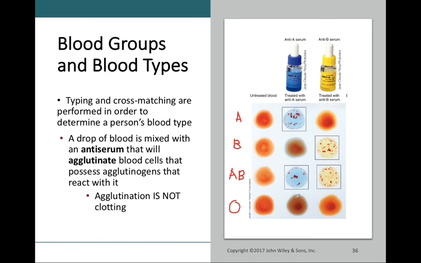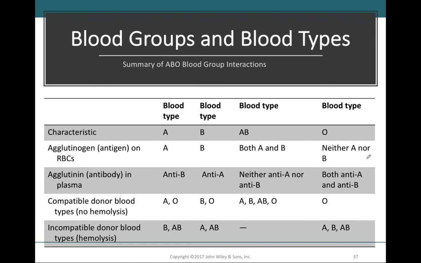With AB, we'll see agglutination in both the A well and the B well. And with O blood types, we'll see no agglutination at all, since O individuals do not have any antigens on the surface of their red blood cells. Adding either the A antibodies or the B antibodies will not cause an agglutination reaction. And when you take the lab class, you will actually carry out a very similar experiment.